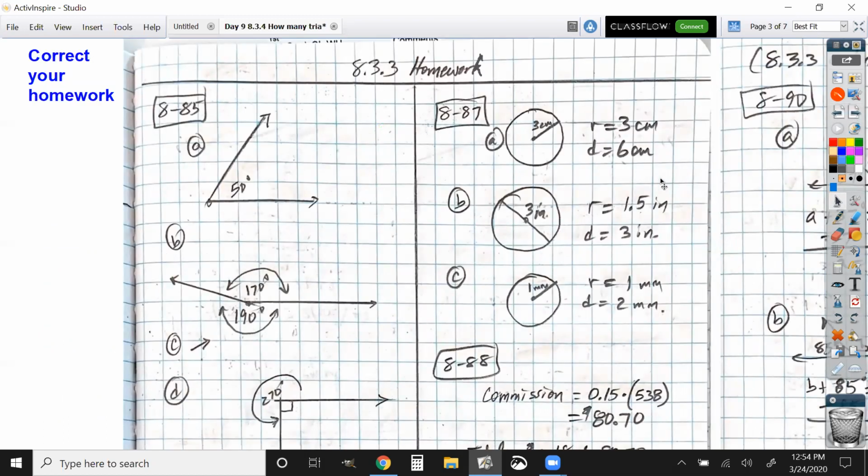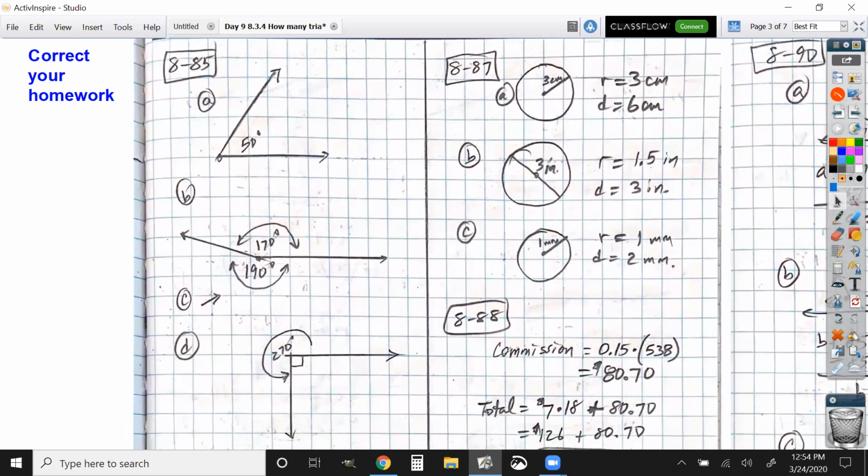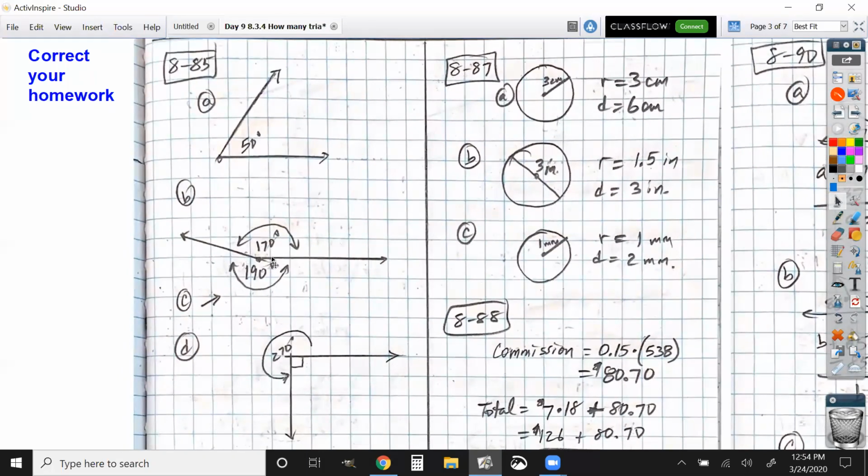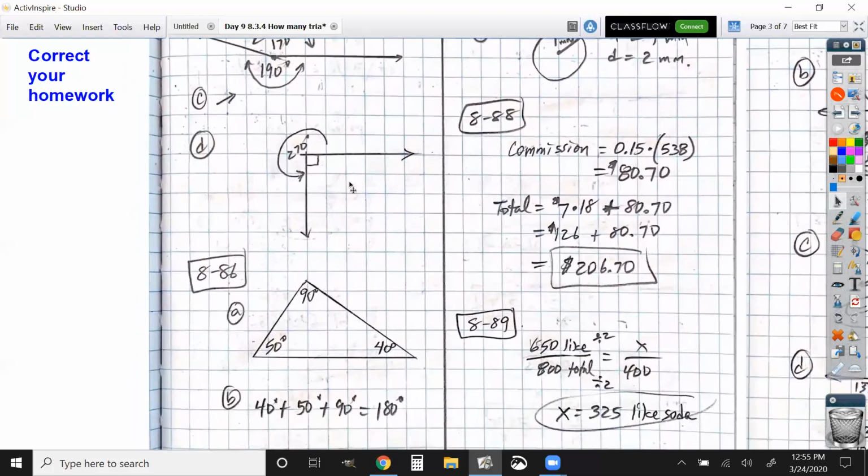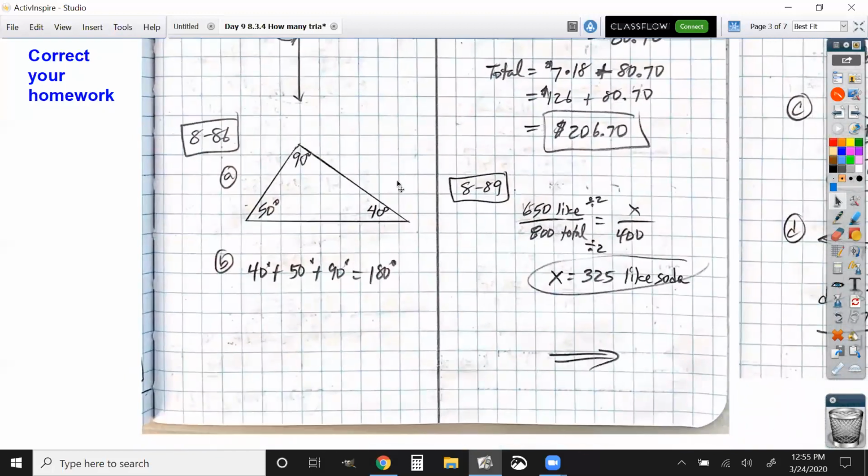Go ahead and get your homework out, and I want you to check your answers. You can start and stop your video, pause it, so you can check the answers. This was problem 885. Part A was 50, B was the 170-degree angle, C was the 190-degree angle that finishes the total 360. D, a 270-degree angle counterclockwise would go this direction. So if this is 90, the backside of this is 270. Here's problem 86.